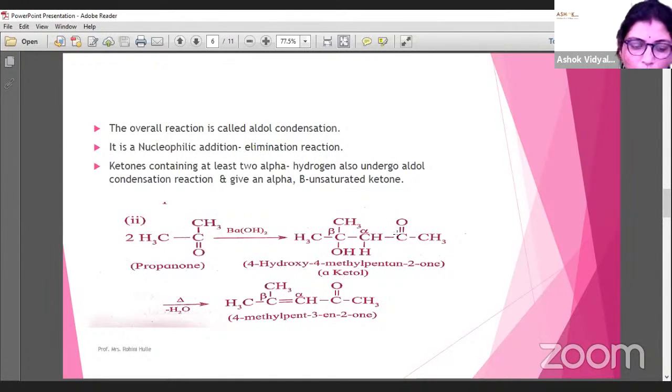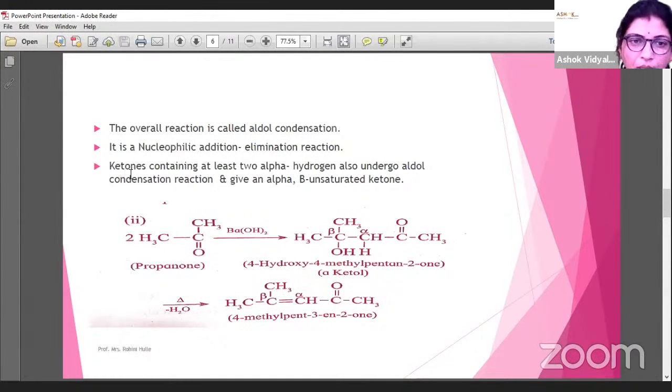Now, the overall reaction is known as aldol condensation. It is a nucleophilic addition elimination reaction. First the addition reaction takes place and then the elimination reaction takes place. So it is a nucleophilic addition elimination reaction.